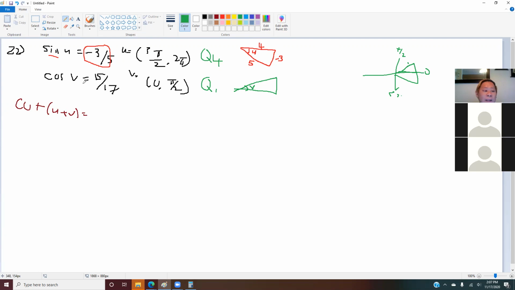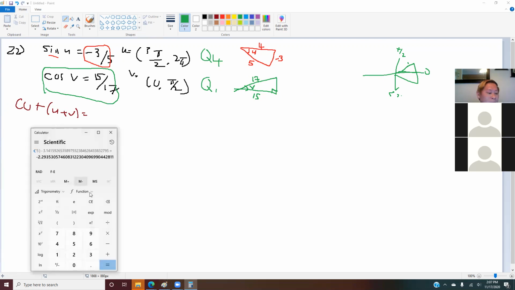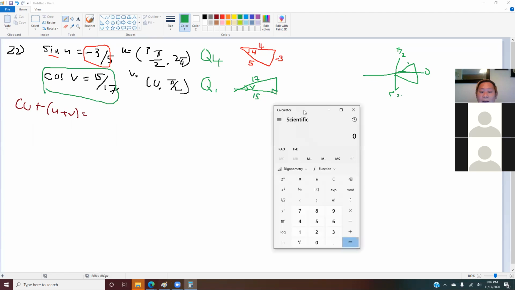Next, we figure out V. So V, we have cosine V here, and cosine is adjacent over hypotenuse. So this is 15 and 17. There is also another triplet here, something 15 and 17. I forgot the triplet too. There's a lot of triplets. So 17 squared is 289 minus 15 squared is 225. So that will give me 64.